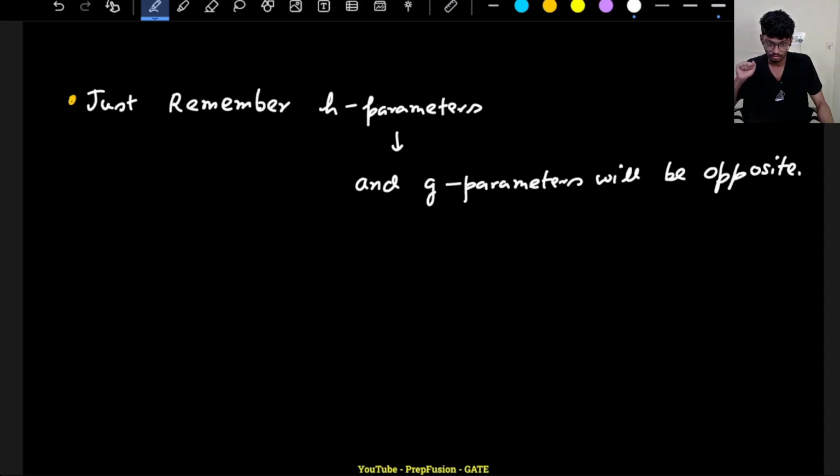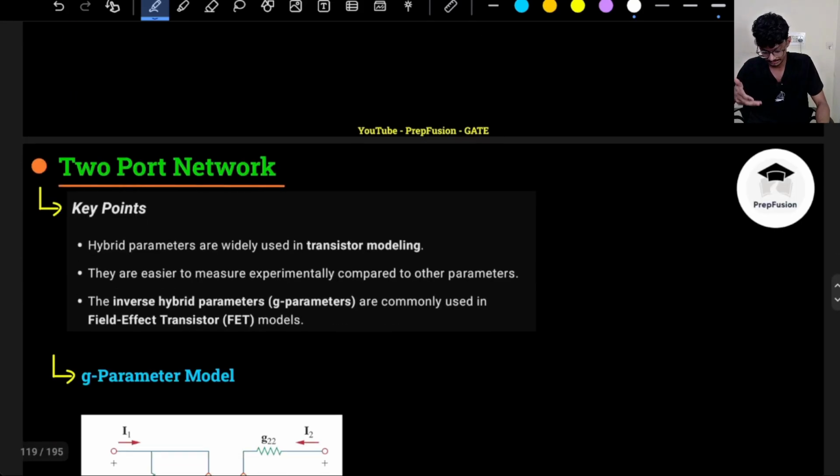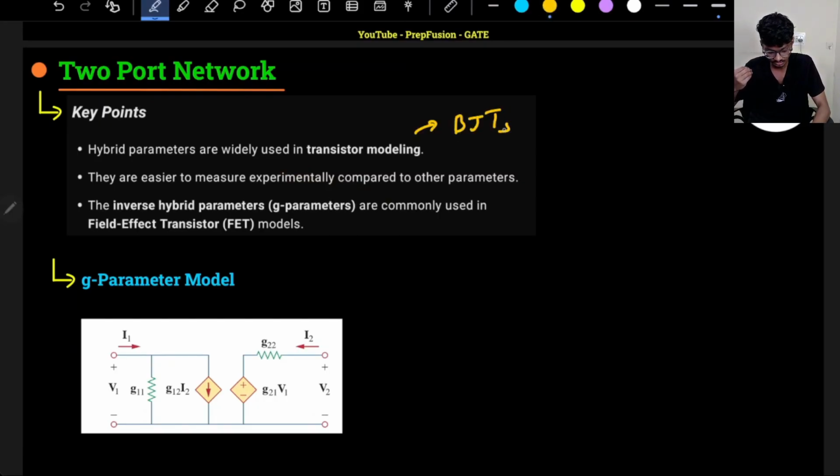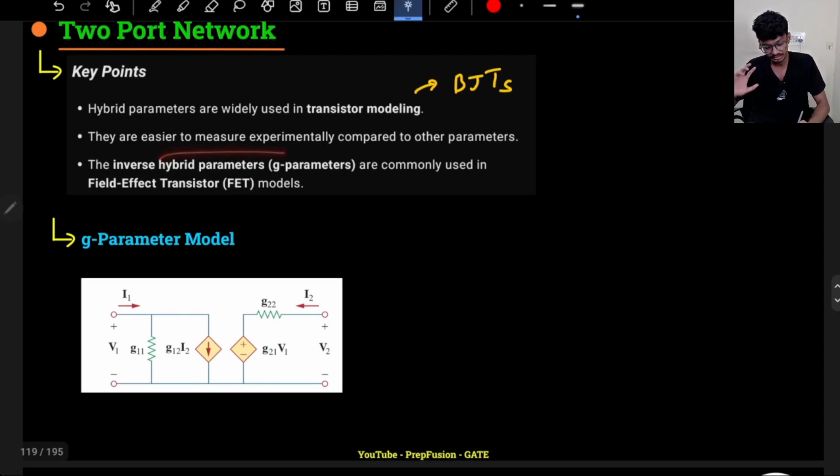Now, these are a few key points. Hybrid parameters are widely used in transistor modeling, mainly in BJTs. So we generally use hybrid parameters in BJTs. If you have studied BJTs, you will understand. They are easier to measure experimentally than other parameters. Measurement is easier for this type of parameters. And G parameters are used for modeling field effect transistors, which are not required to understand.